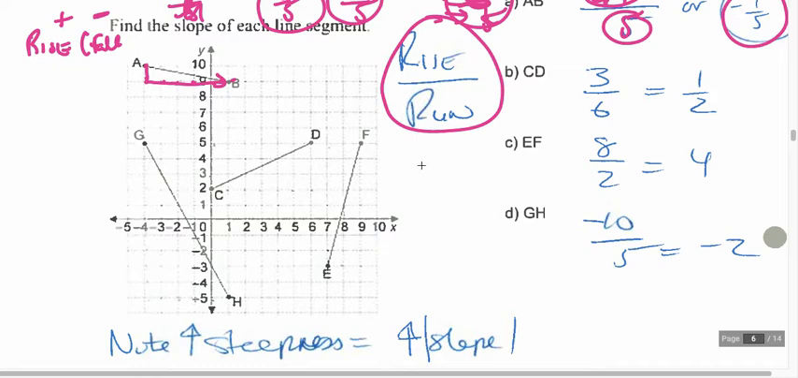So you look at another one. I'll jump to EF. What's going on here? I'm going from here to here. I'm going up, and I count 8. And then I go over 2. I went up 8, so that's +8. You don't need to put the positive, but you could. And that's over 2. You write this in lowest terms. You always write this in lowest terms. 8 over 2 is 4.